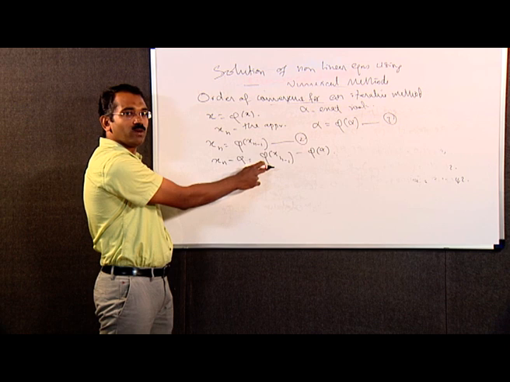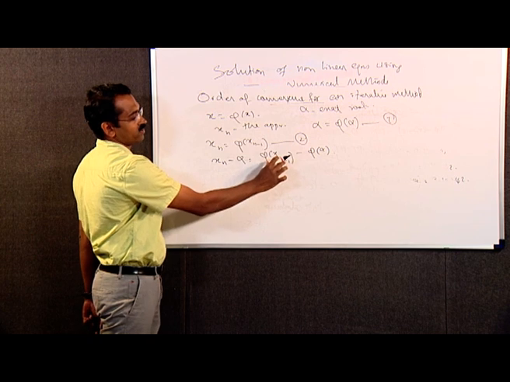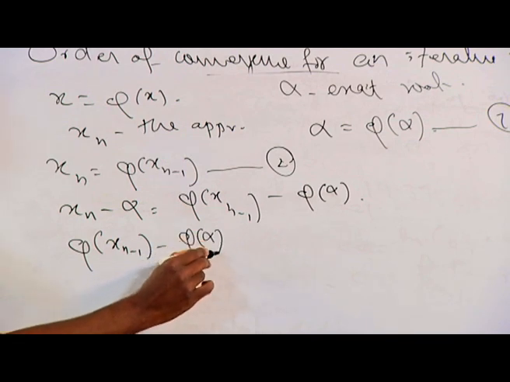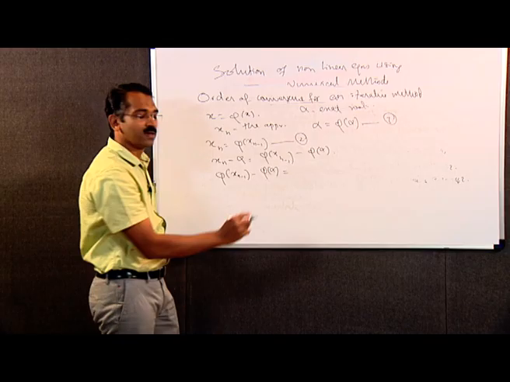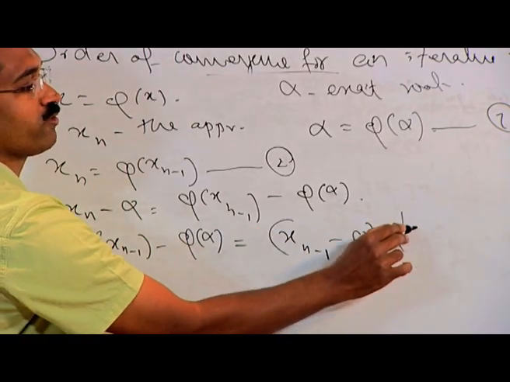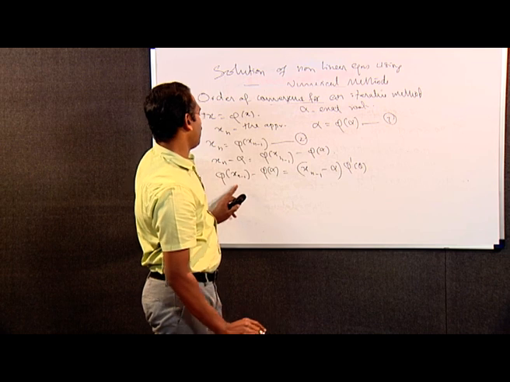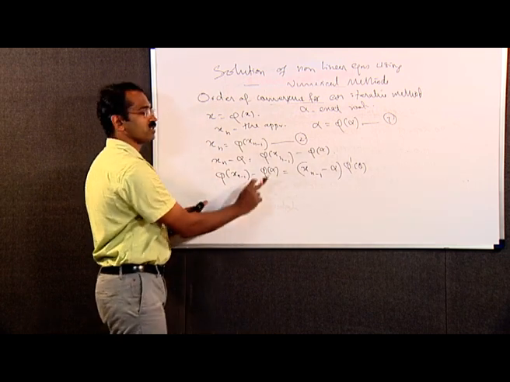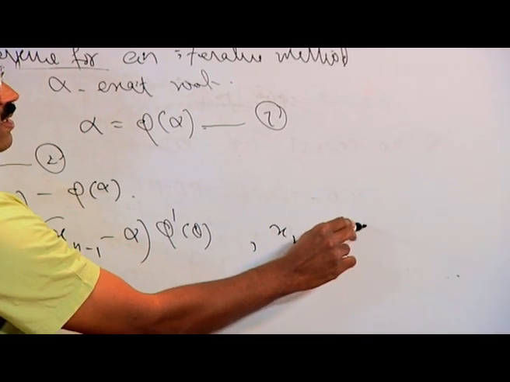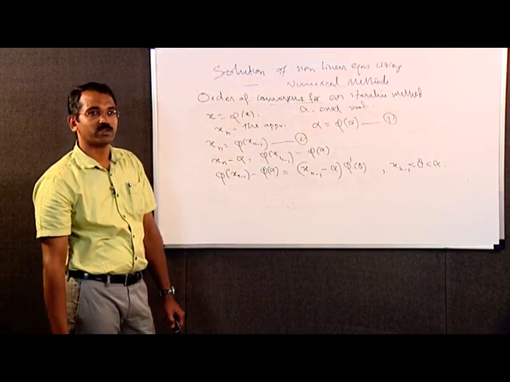By the mean value theorem of differential calculus, the right hand side, phi of x n minus 1 minus phi of alpha, can be written as x n minus 1 minus alpha into phi dash of theta, where theta is a constant in between x n minus 1 and alpha, that is x n minus 1 less than theta less than alpha. This is from the mean value theorem of differential calculus.